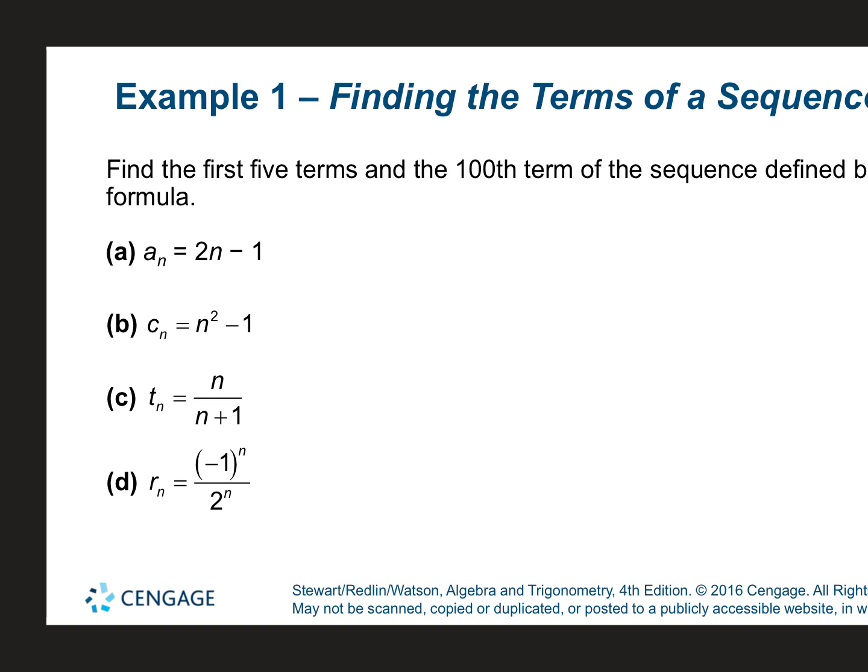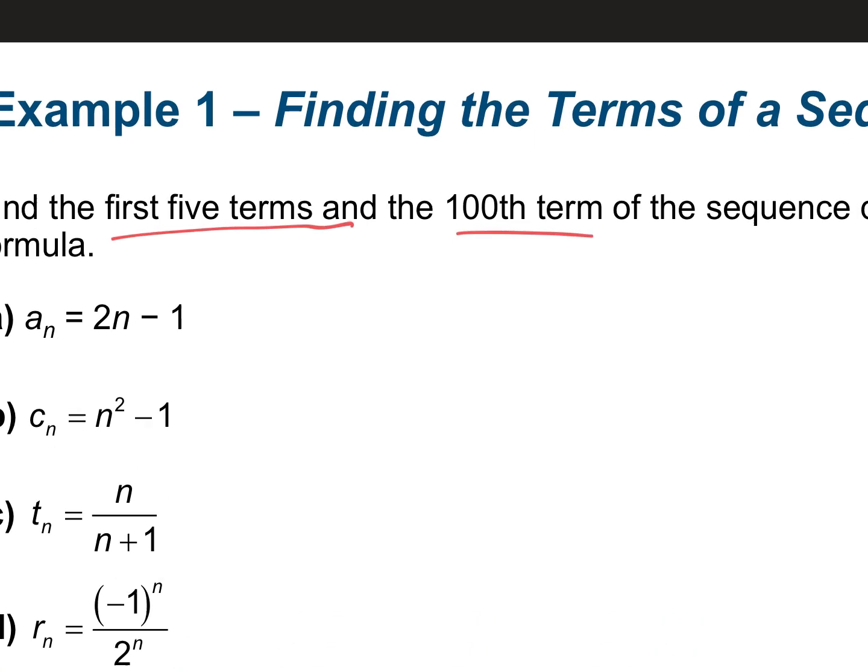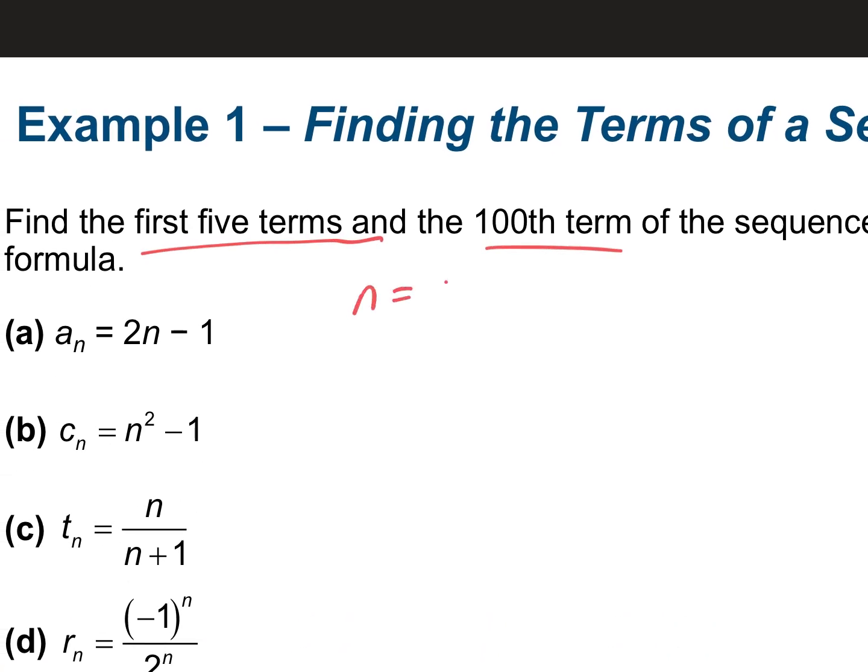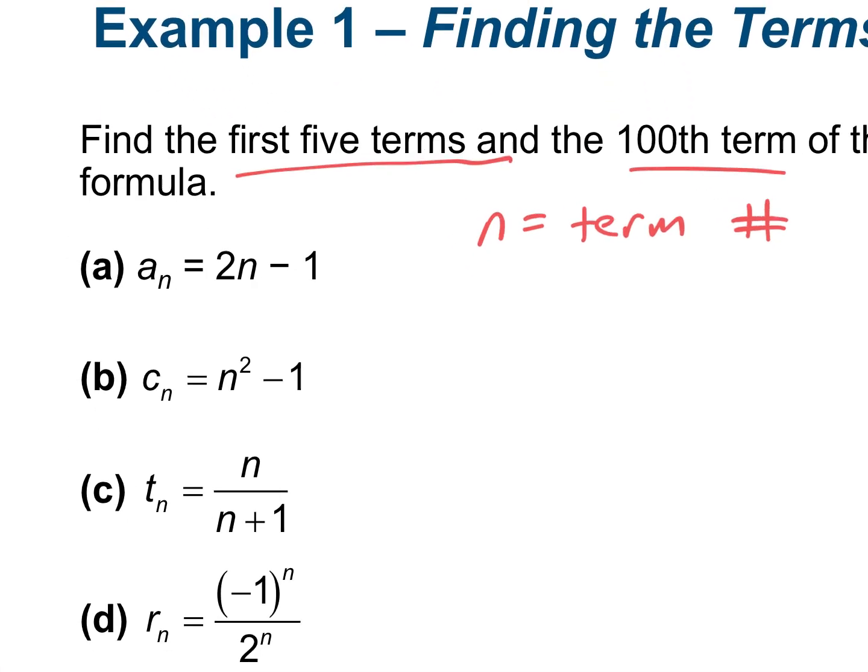So what this question is asking, find the first 5 terms and the 100th term. Well, n is your term number. So if I want to find the first 5 terms, what numbers am I plugging in for n? 1, 2, 3, 4, and 5. If I want to find the 100th term, what number do I plug in for n? 100. So everybody do this with me. Letter A, this is what your homework should look like, and this is what your quiz should look like.